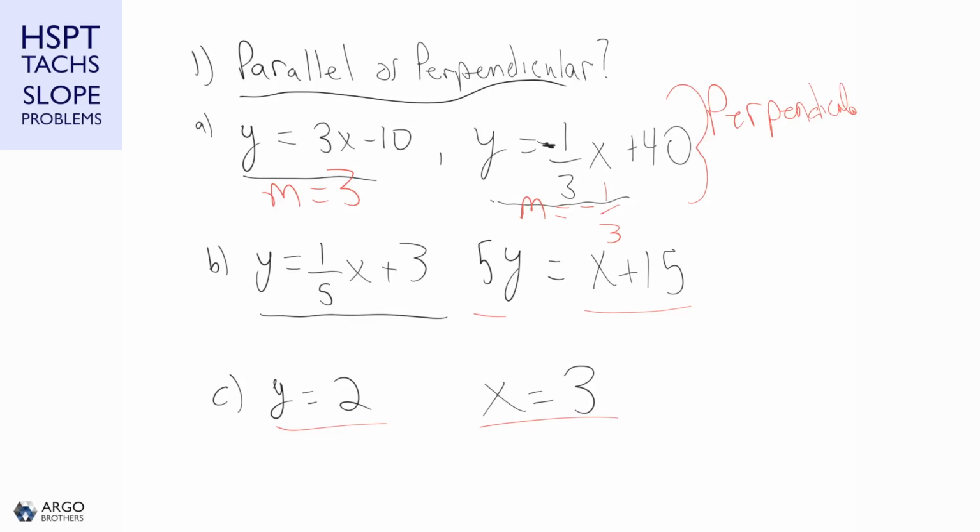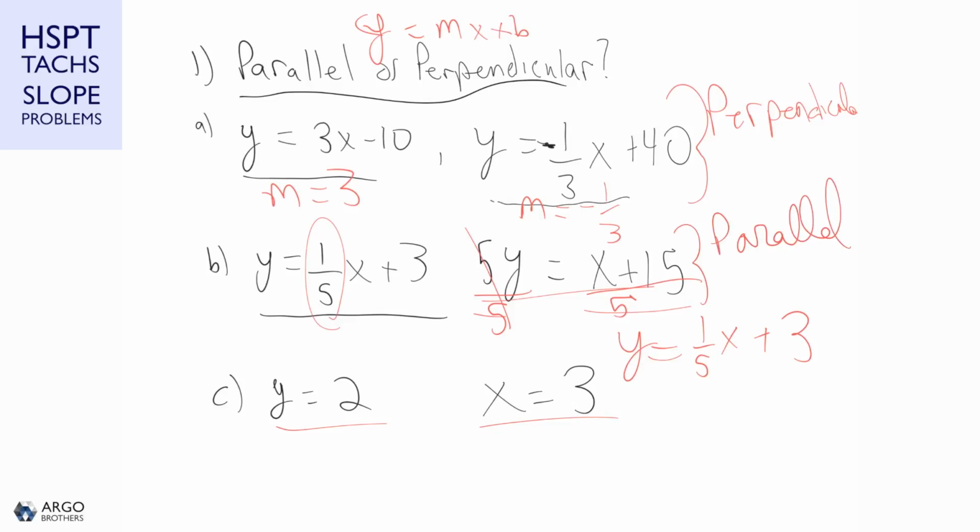Let's check B. One slope is 1/5, and the other slope is, oh wait, we need to put it in the form y equals mx plus b. So to get that, we need to solve for y. I'll divide by 5, so that we get y equals 1/5 x, because x divided by 5 is 1/5 x, plus 15 divided by 5 is 3. Now, do these two lines have the same slope? 1/5, yes. So that means that they are parallel since they have the same slope. In this case, you just have to change this form into the general form of a line, which is y equals mx plus b.